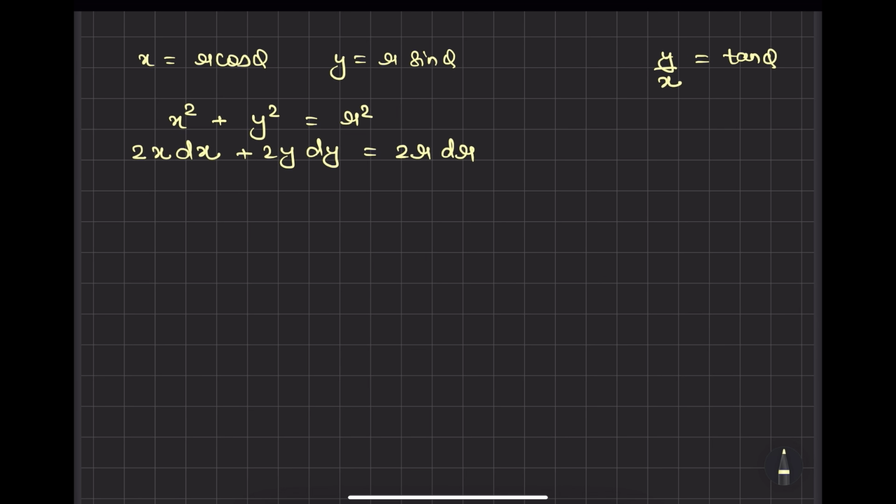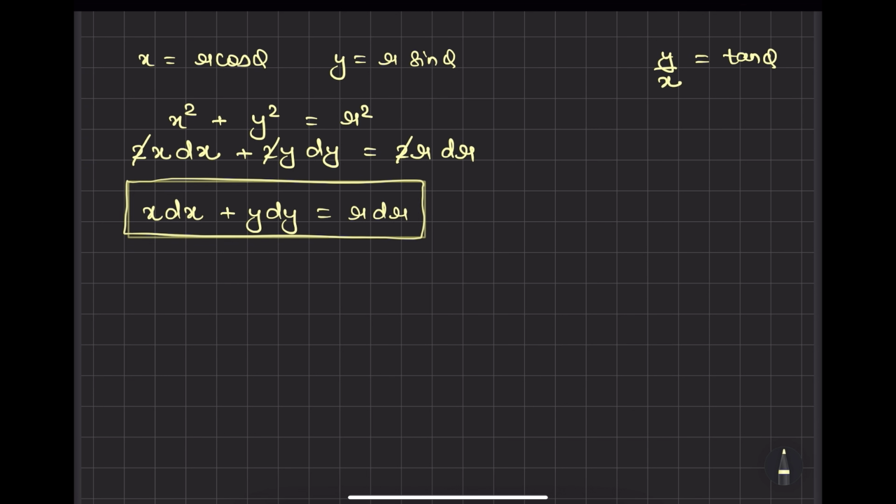And if you observe, everywhere you are having dp, so you just neutralize them. So this thing, this thing gone. So we are left with what? x dx plus y dy equals r dr. Is that okay? So this is the first part.